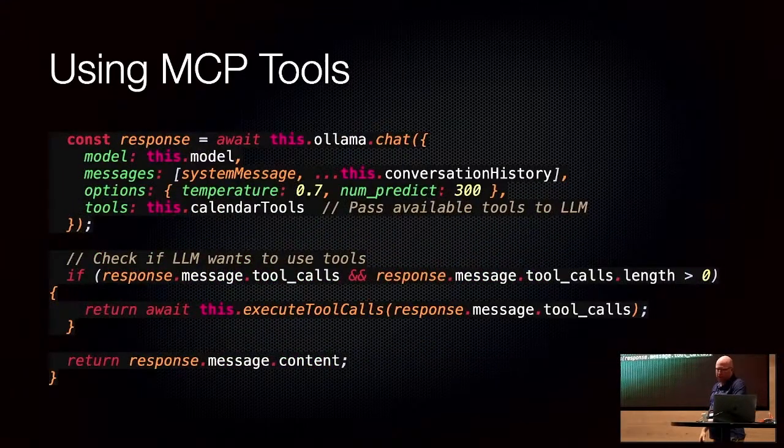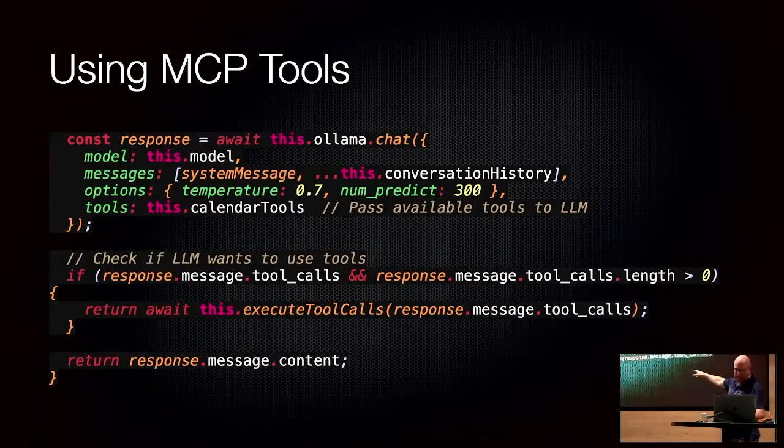And then getting into the MCP, again, what I did is I stored the tools in this calendar tools property on the class. And so then you'll see that the rest of this is all the same, except I tell it that it has the tools when I make the query to the LLM. And then if it comes back and the response message has tool calls on it, then it just executes the tool calls.